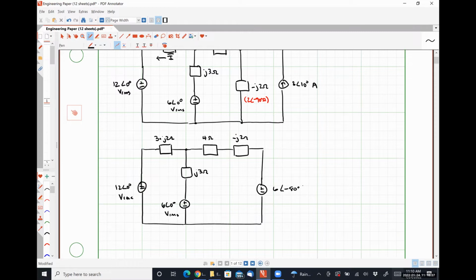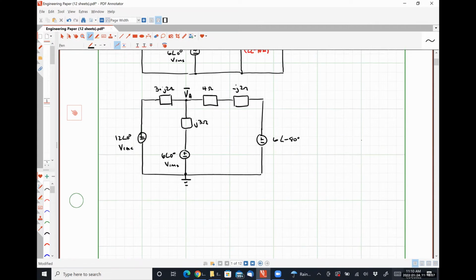Let's call this quantity phasor voltage VA, and this isn't entirely necessary, but I'm going to call my bottom node ground. And so from this, applying KCL at node A, I will have VA minus 12 angle 0 degrees. Sorry, these shouldn't be RMS voltages. We're not there yet. I don't know what I was thinking.